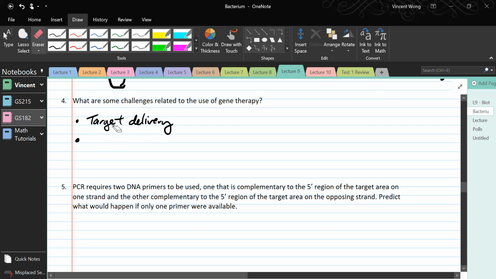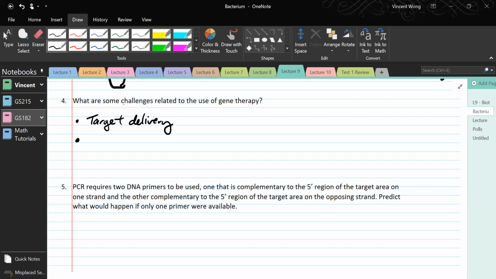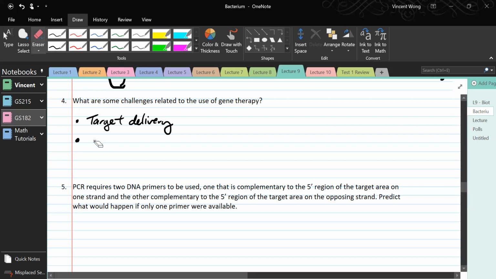We actually made a lot of progress in this area in recent years because of something called CRISPR technology. CRISPR allows you to have precise control of how you edit the DNA sequence. But that's for another day. We also have concerns with immune response.